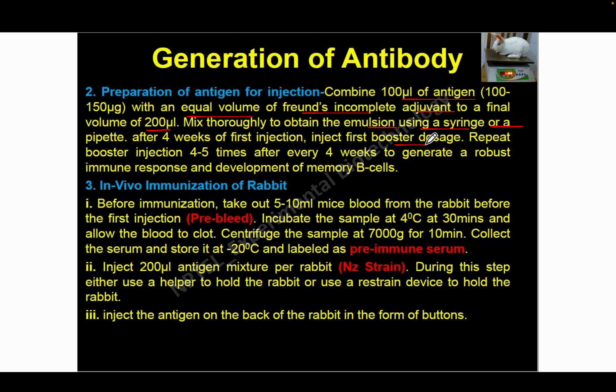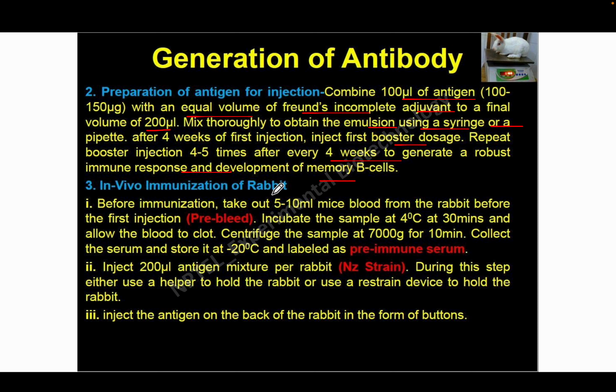To increase the amount of antibody, you have to give a booster dose after 4 weeks. And repeat the booster injection 4 to 5 times, every 4 weeks, to generate a robust immune response and aid development of memory B cells.